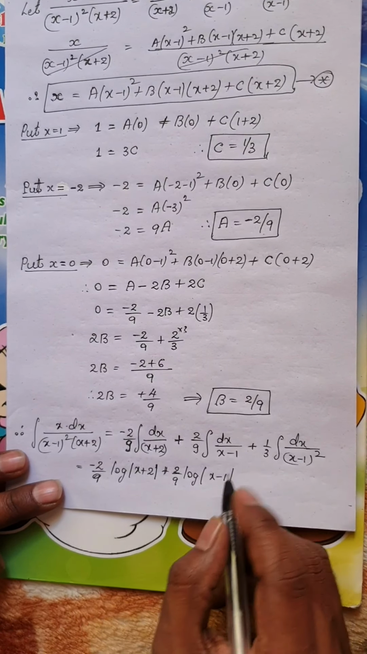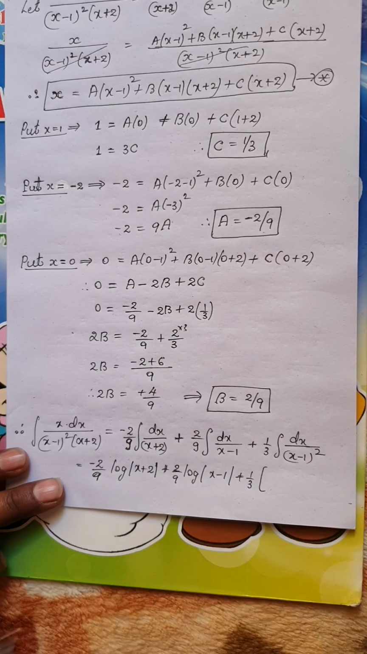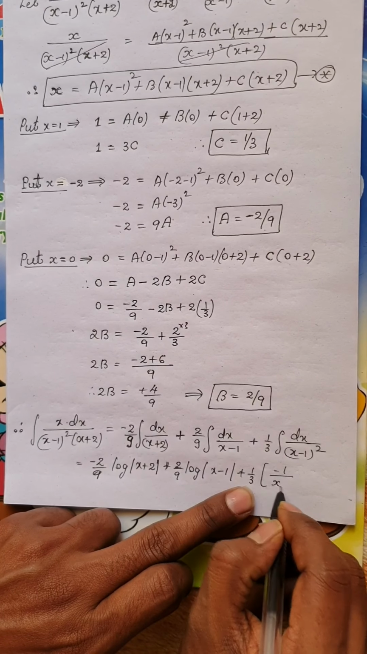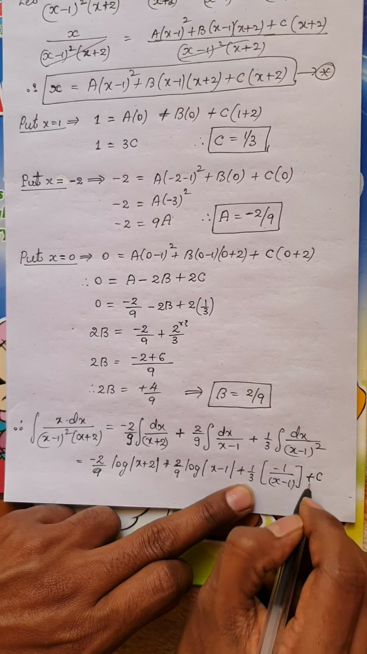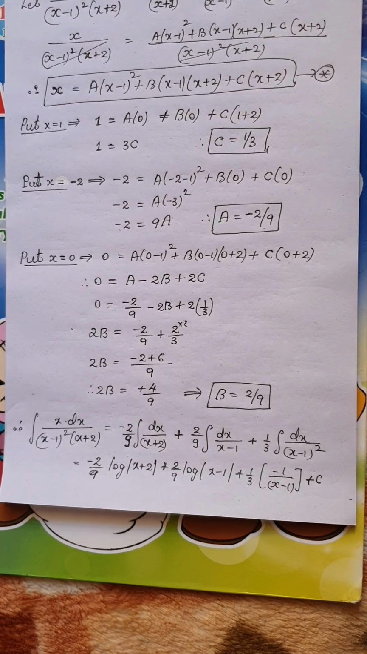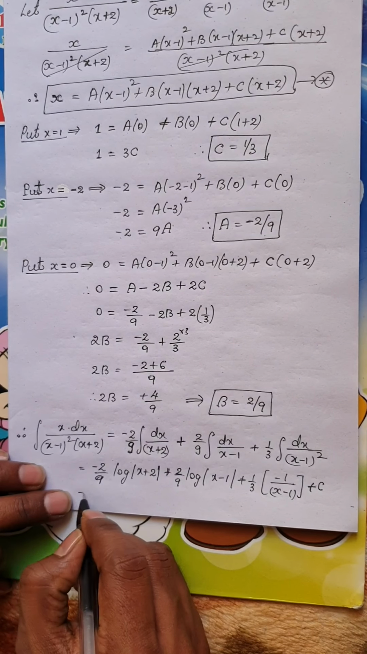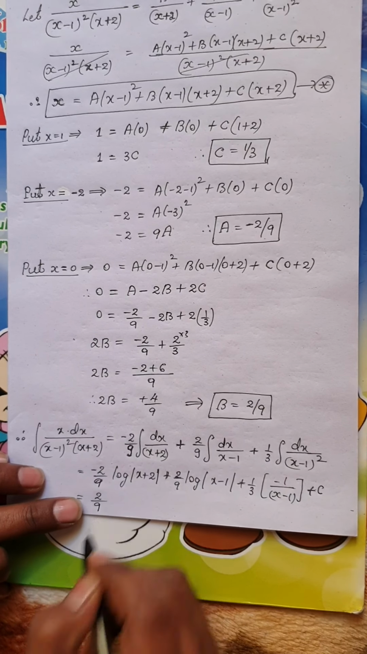Plus, remember this is of the form integral of 1 by x square. We know the integral of 1 by x square is minus 1 by x. So in place of x I have x minus 1, plus c, the constant of integration. I can further simplify this result as, look here, in both the factors I have 2 by 9.